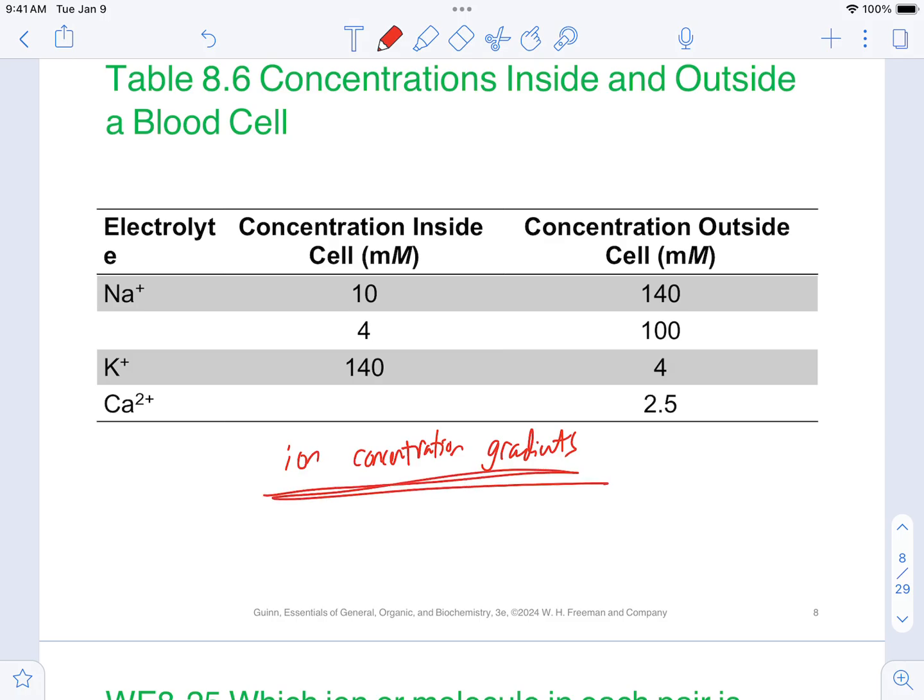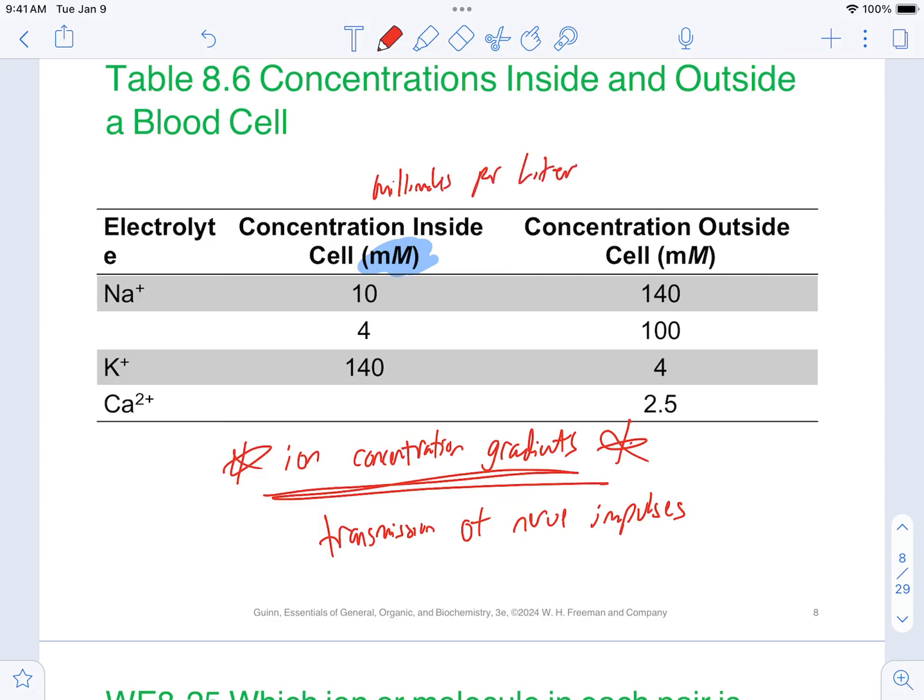These are very important because these guys help with the transmission of nerve impulses, that along with other signaling in the body. But these ion concentration gradients are very important to have. Just something to point out here, the units, lowercase m, capital M, that stands for millimoles per liter.